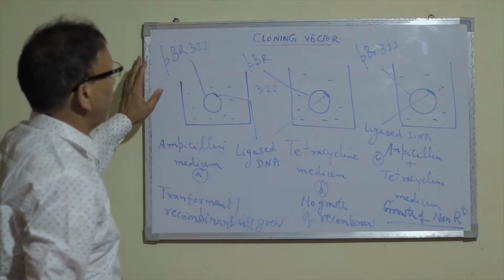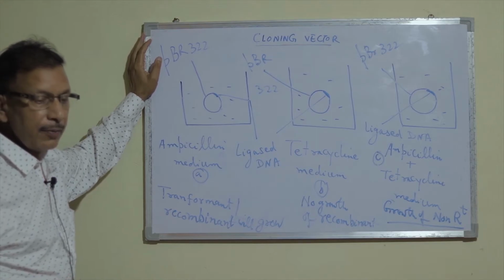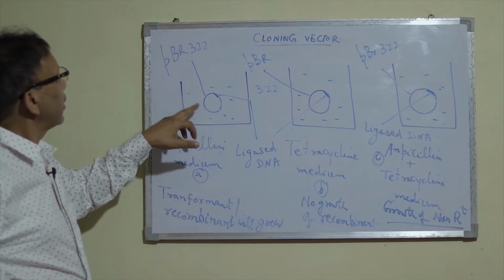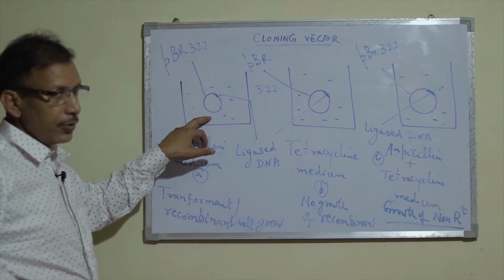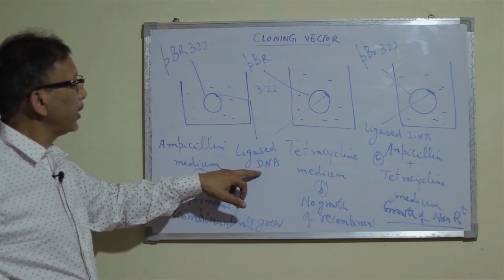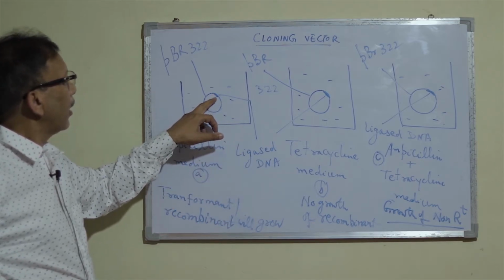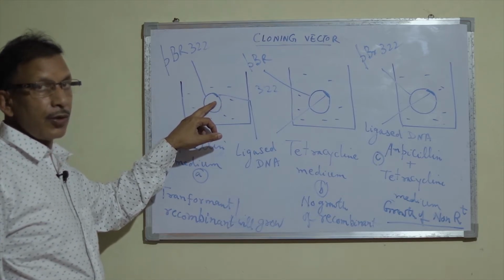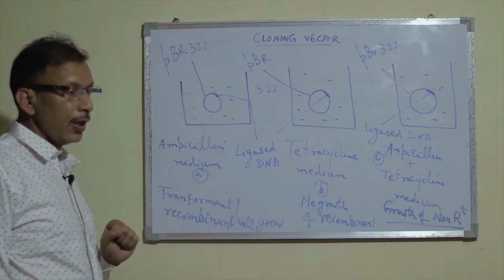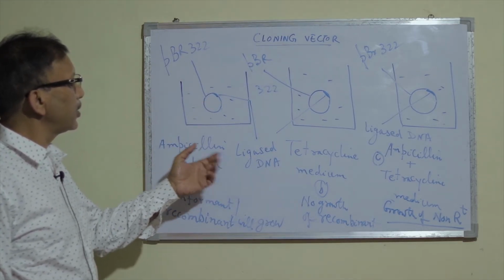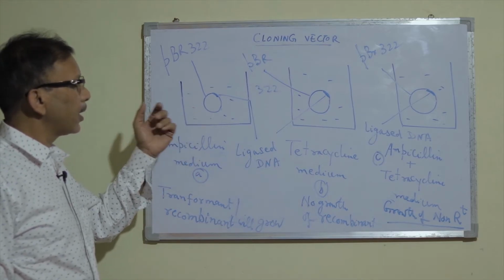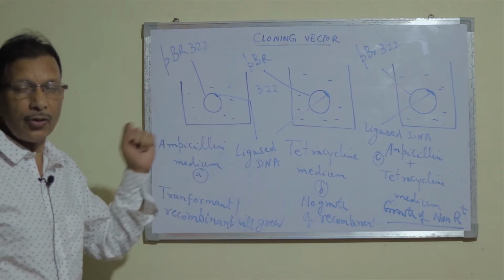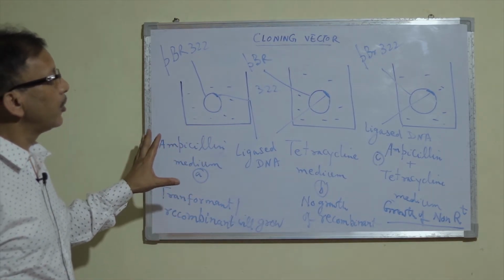Now this diagram will show you the experiment I told you about. After ligation with pBR322, we can join the foreign DNA with the vector pBR322 at the BamHI site. This is called the cloning site. So now we have to know whether the ligated gene is 100% recombinant or not. To know that, we have to do a very simple experiment.